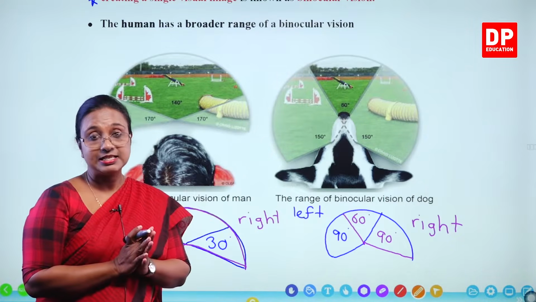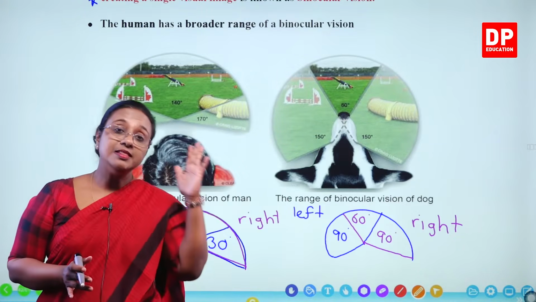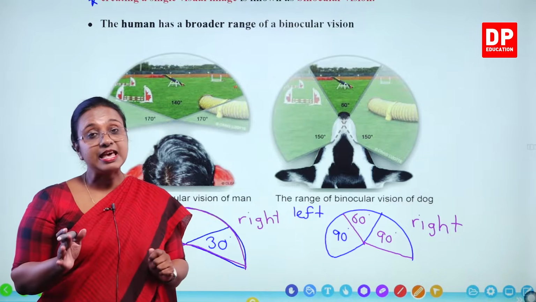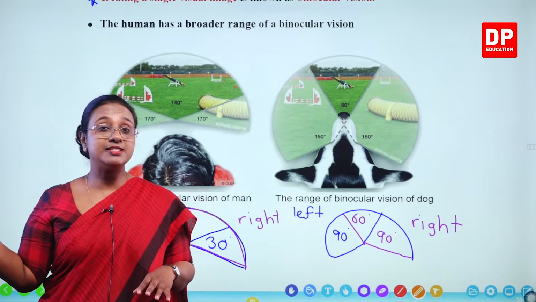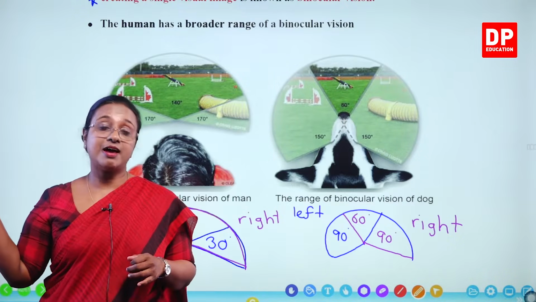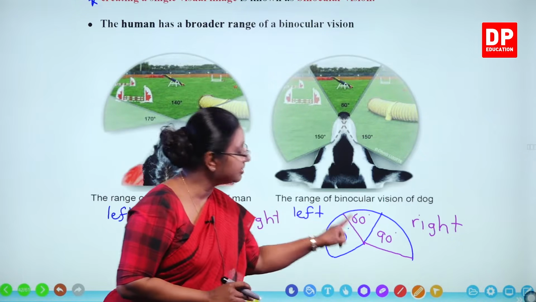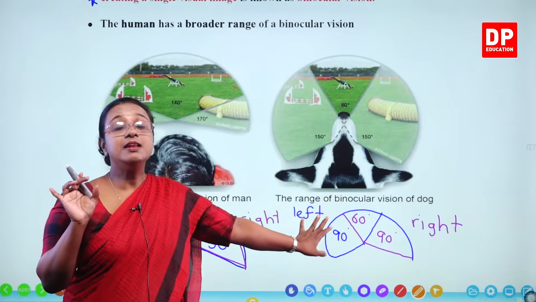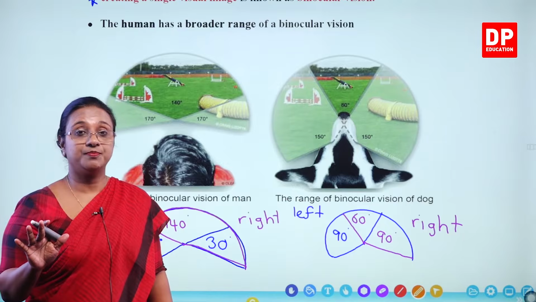So now can you all understand? The dog can see a larger area with the left eye alone. So that's only on the left side of its face. The same way, it can see 90 degrees, a broad range compared to our vision that is 30 degrees, it can see on its right side. But with both eyes in front, it can only see 60 degrees. So compared to us, a dog has a very narrow region of binocular vision. Is that clear to you all?